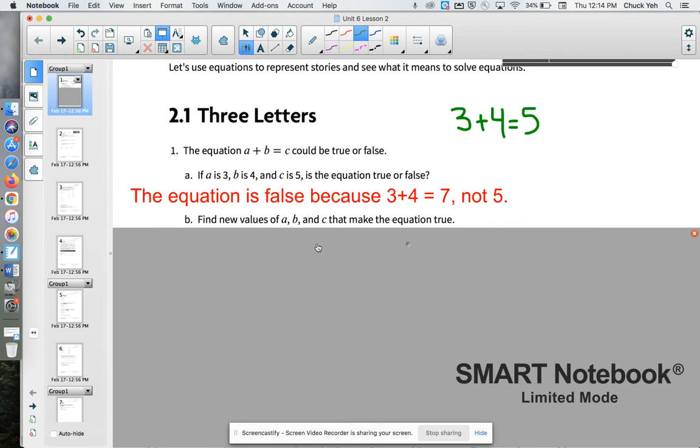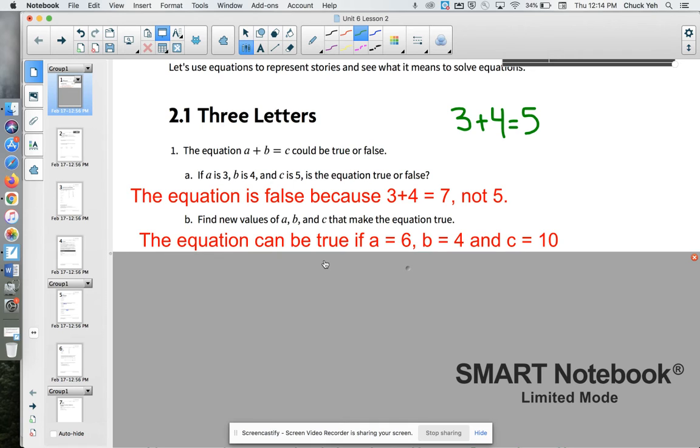Okay, look at B. Find new values of A, B, and C that make the equation true. So just find one example. When you're done, unpause it so you can see my answer. The equation can be true if A equals 6, B equals 4, and C equals 10. Isn't 6 plus 4 10?